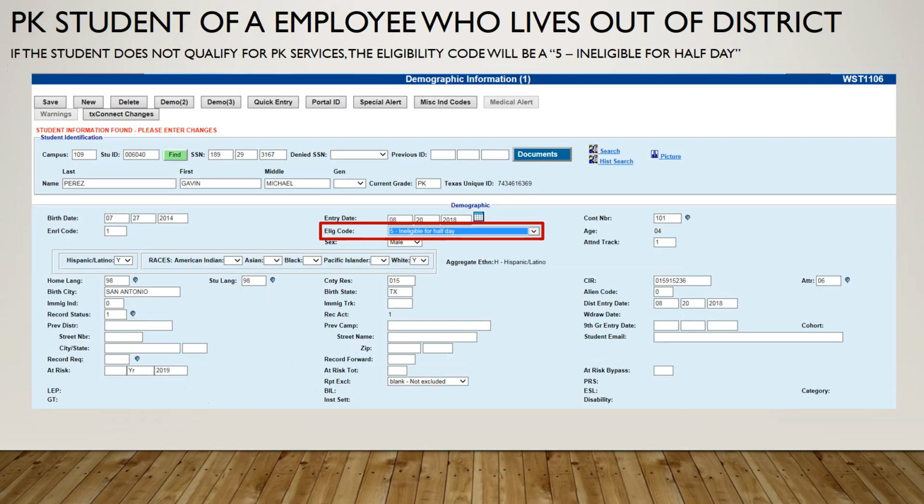Next is an example of a pre-K student of an employee who lives out of district. If the student does not qualify for pre-K service, the eligibility code will be a 5 and eligible for half day. So the student is coded as a 5 because he does not qualify. You still have to put the CIR and the attribution code.